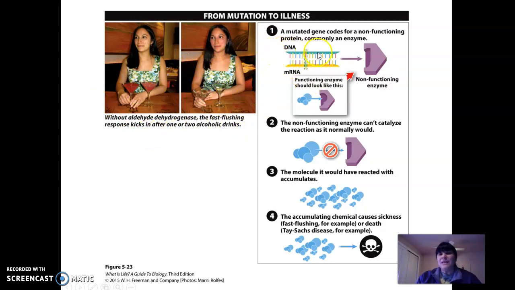So here's the DNA. This would be the protein. The functioning enzyme would look like this. So the alcohol can fit and it breaks it down. The non-functioning enzyme would look like this. So if there's alcohol, it doesn't fit, it can't break it down. So the alcohol builds up and then it can be toxic.